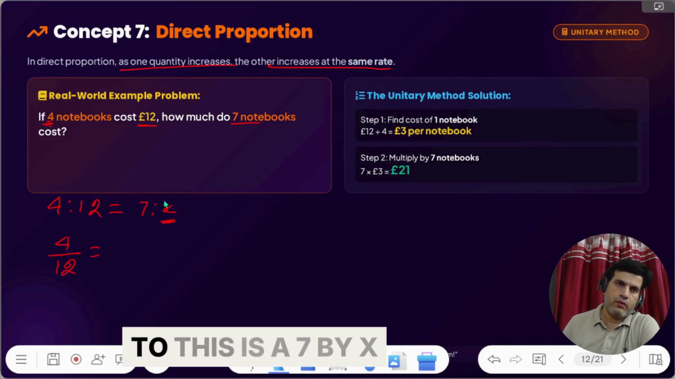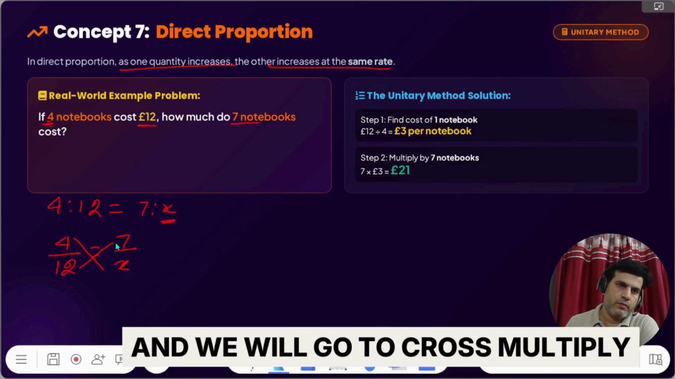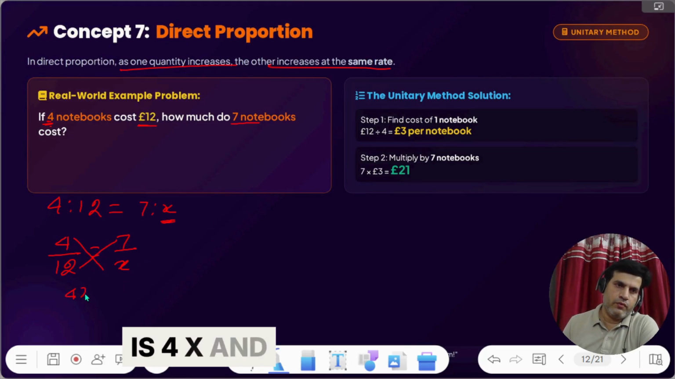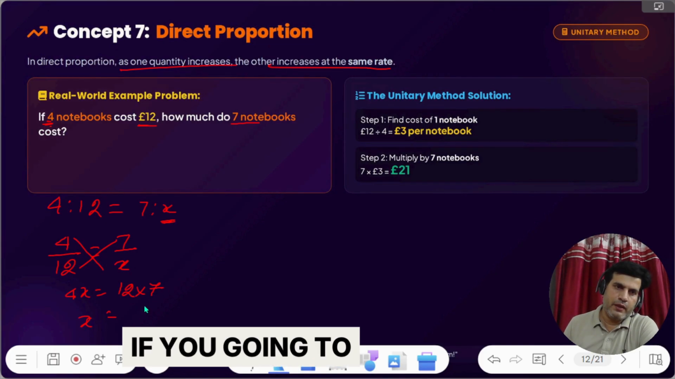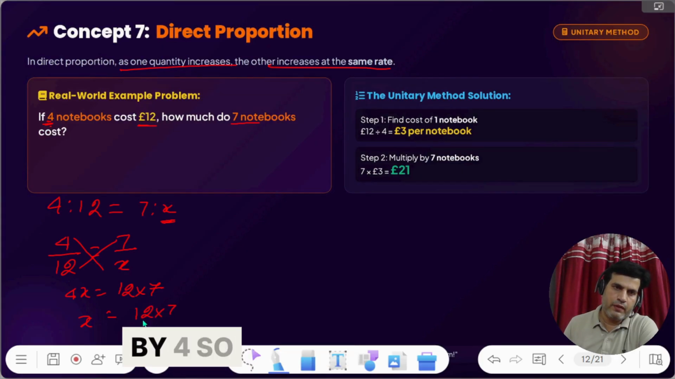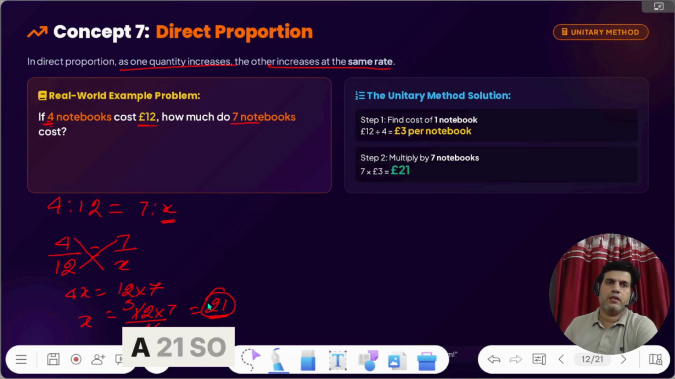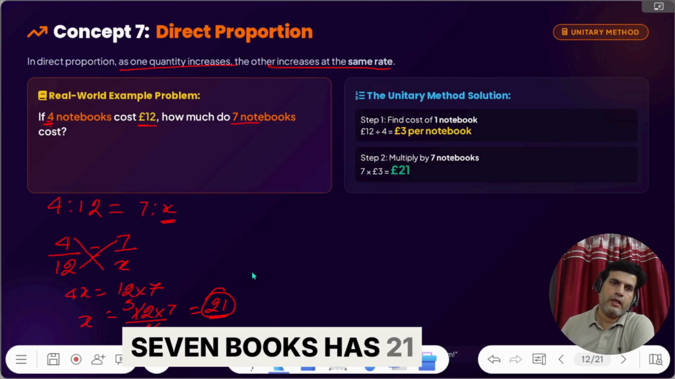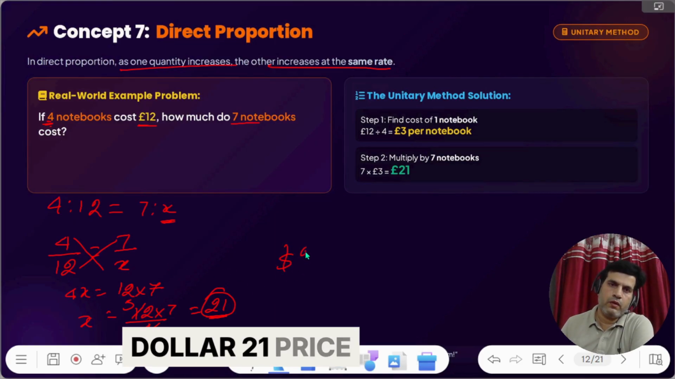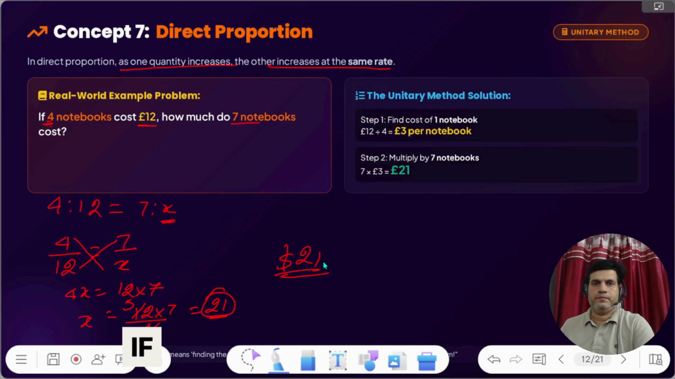So we can write 4/12 equal to 7 by x, and we cross multiply here, that is 4x equal to 12 into 7. So x is 12 into 7 divided by 4. 12 divided by 4 is 3, and 3 into 7 is 21. So 7 books cost $21.